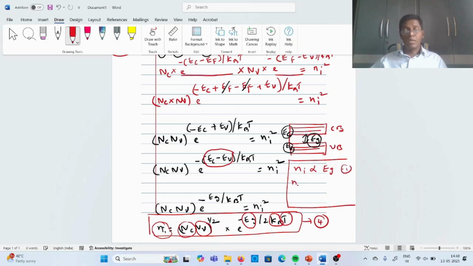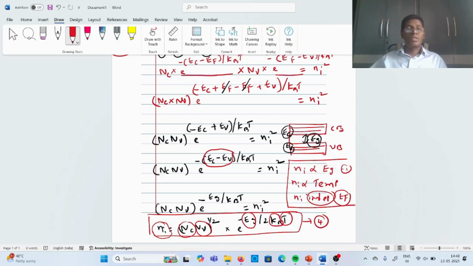The second one is that the intrinsic concentration also depends on the temperature. The third one is that the intrinsic concentration is independent of the Fermi level, which is represented by EF. So this is about the calculation of intrinsic concentration or density of electrons and holes in an intrinsic semiconductor.